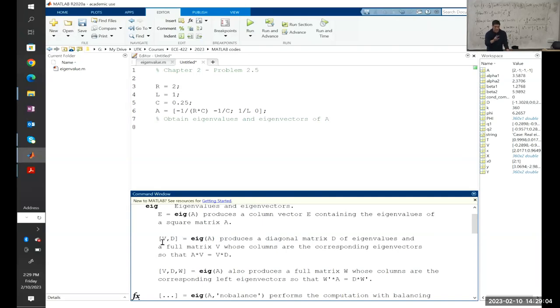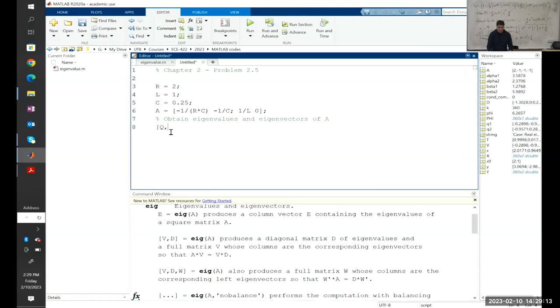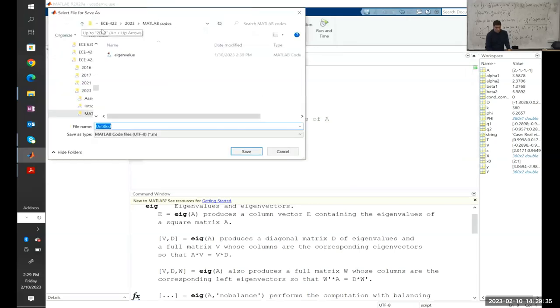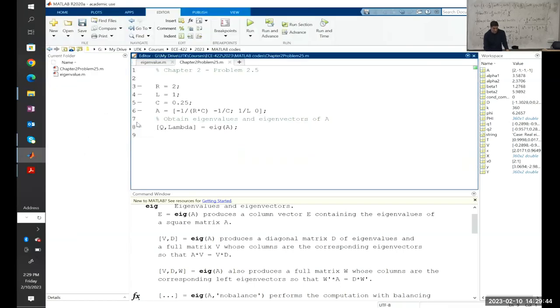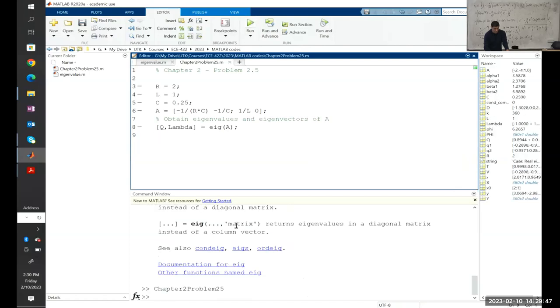The first one is B, which is the matrix of the eigenvectors. We have called that matrix Q. And the second matrix is D, in which in the diagonal you have the eigenvalues. We have called that capital lambda. So we get that, and we get the eigenvalues, okay? So we can save this MATLAB code. This is chapter 2, problem 2.5. Yeah? And we can get the solution.